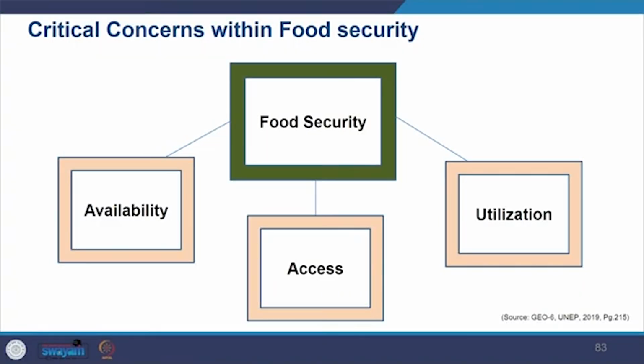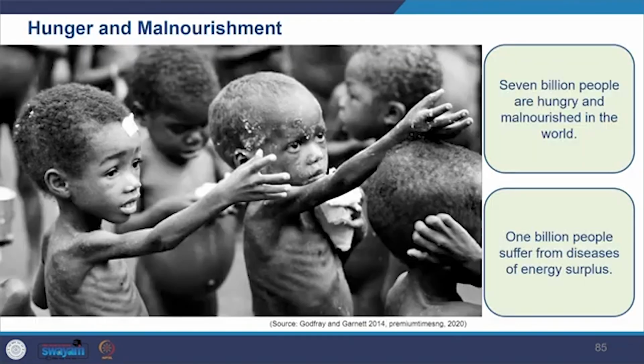There are three main critical concerns with food security: first, food availability. It should be available. Second, one should have access to food, and third, that the food should be utilized, food utilization. Hunger and malnutrition is one of the major problems, and there's a huge number, like 7 billion people are hungry and malnourished across the globe. We are seeing a decline in such numbers, but still we are facing these issues of stunted growth in Sub-Saharan African and South Asian countries.